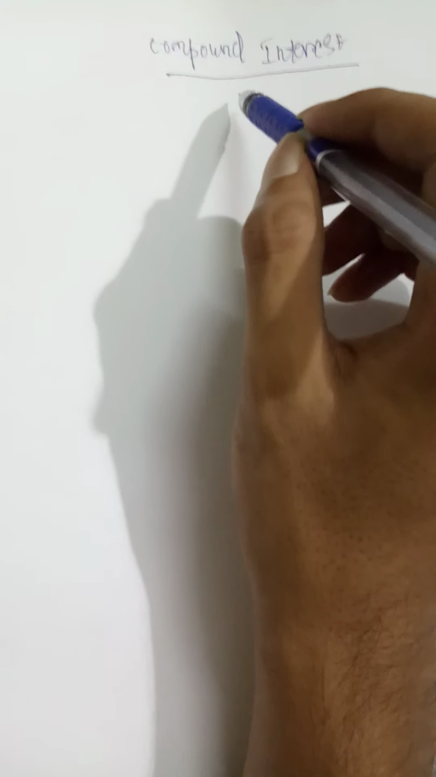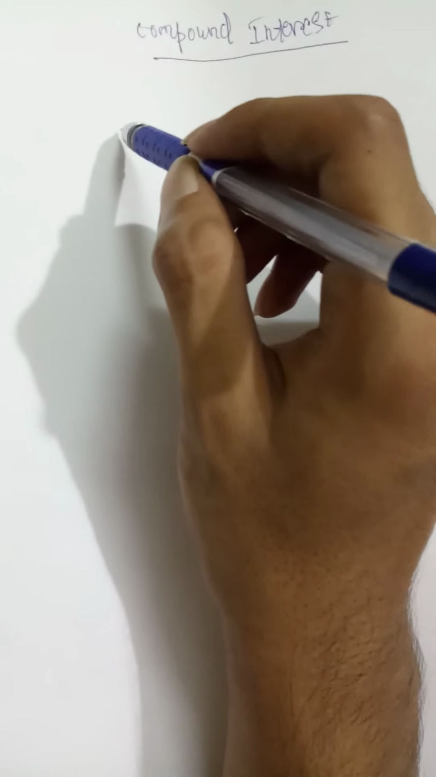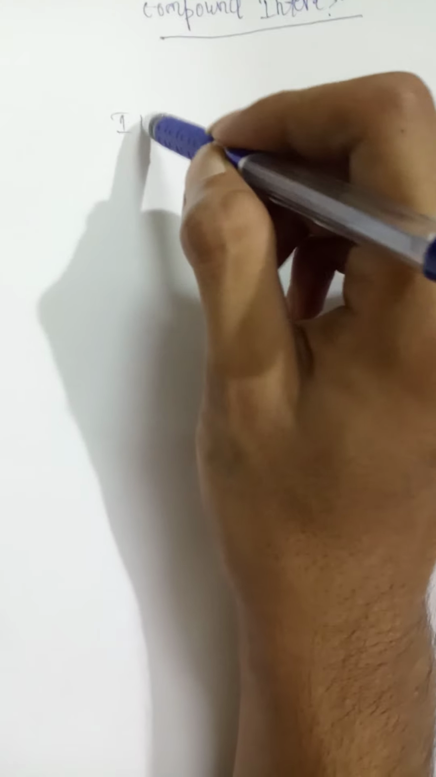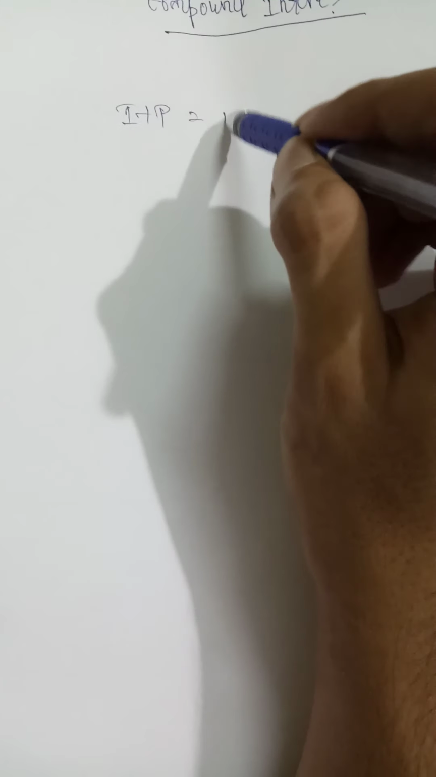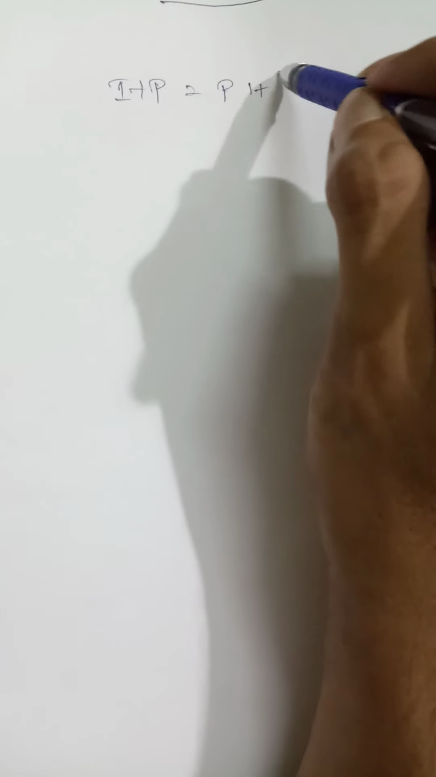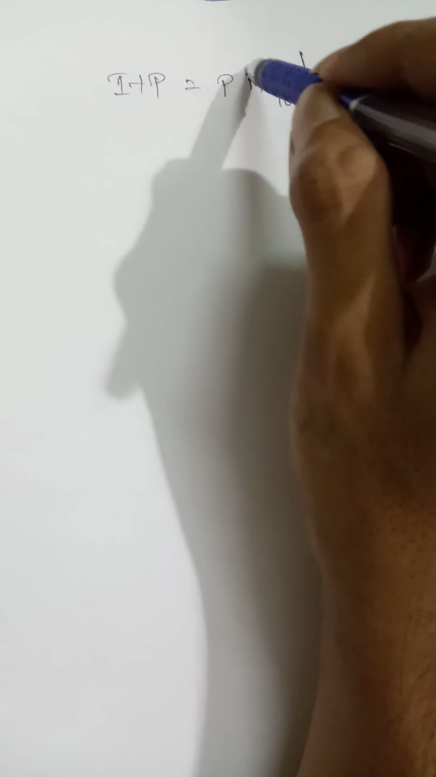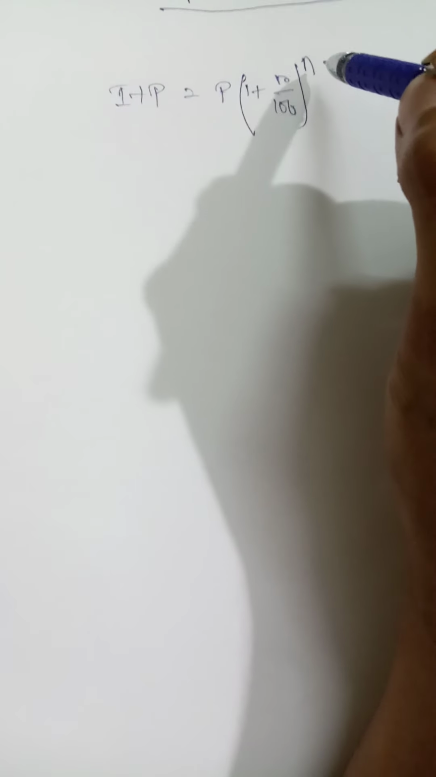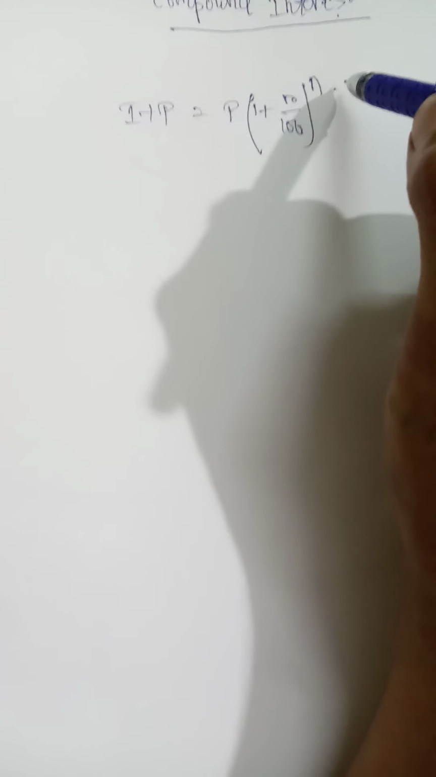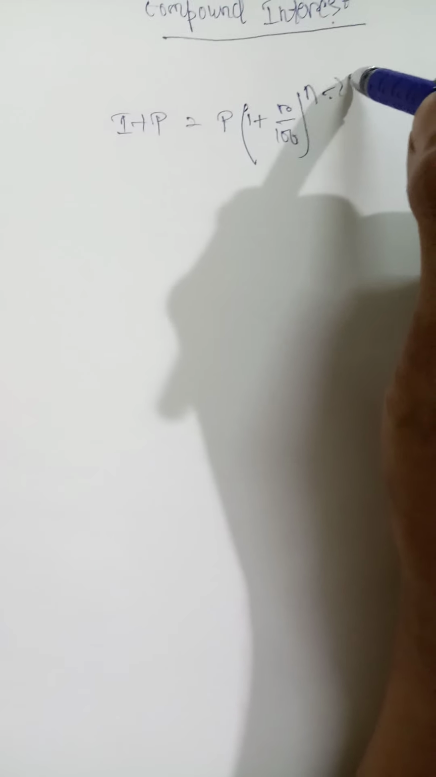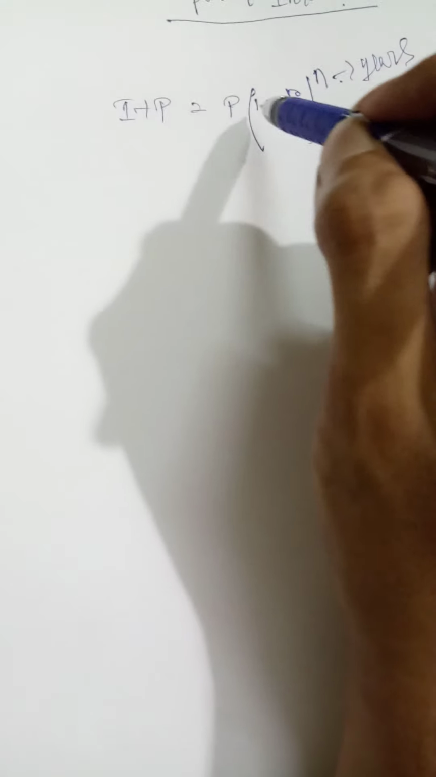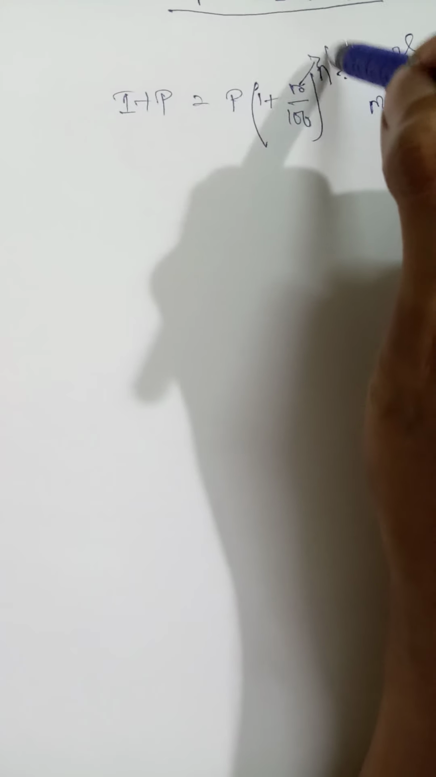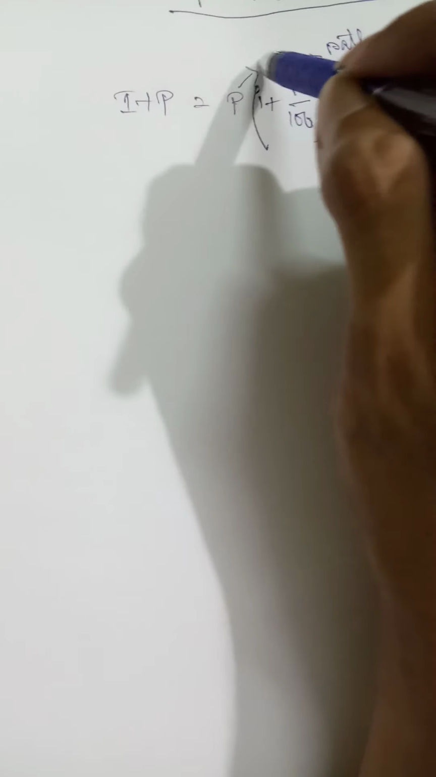Now, when we are trying to calculate compound interest, the formula slightly changes. Here, the interest plus principal amount is equal to P multiplied by (1 plus R by 100) to the power n, where n is the given time period, say years or months, and R is the rate and P is the principal amount.